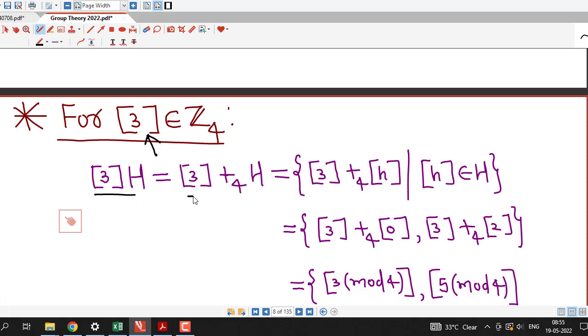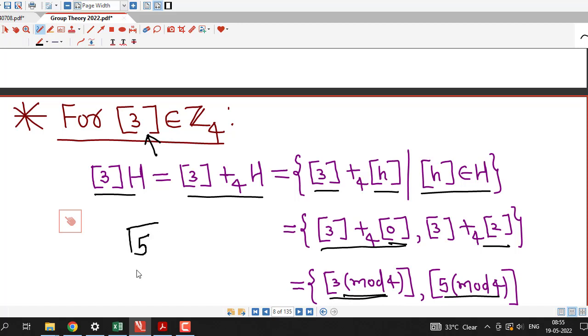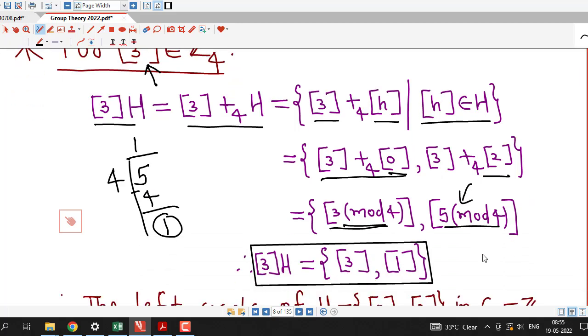So 3H equals 3 addition modulo 4 H. Then by definition we write the equivalence class of 3 addition modulo 4 the equivalence class of h, where h belongs to H. Then we take h equal to 0 and 2. 3 plus 0 is 3 modulo 4, and 3 plus 2 is 5 modulo 4. Here 3 is less than 4, so this will give me 3, and 5 modulo 4 means the remainder when 5 is divided by 4, which is going to be 1. So 5 modulo 4 is 1.